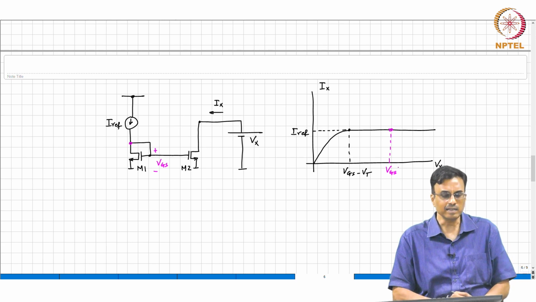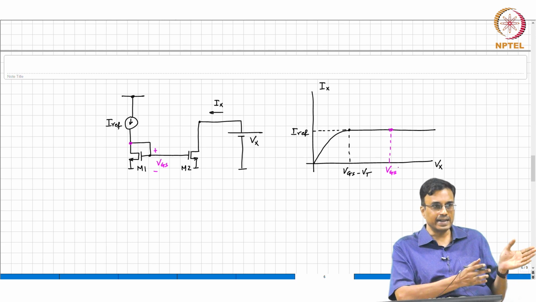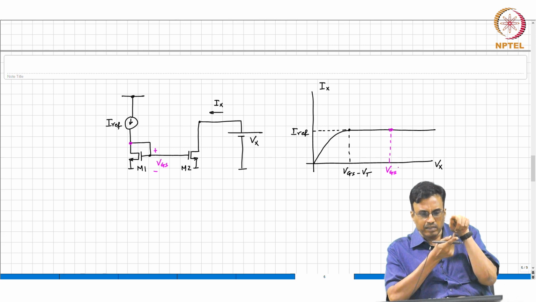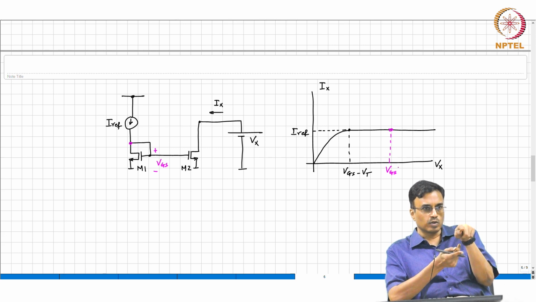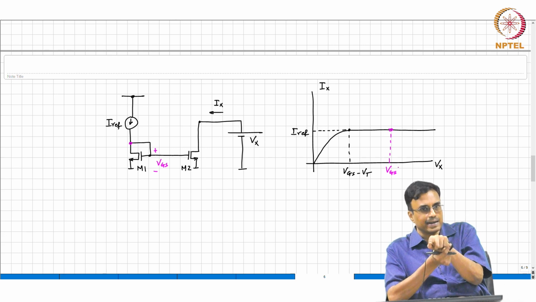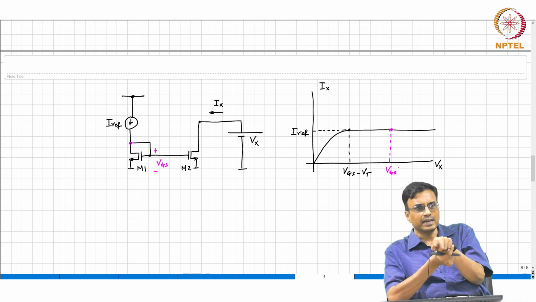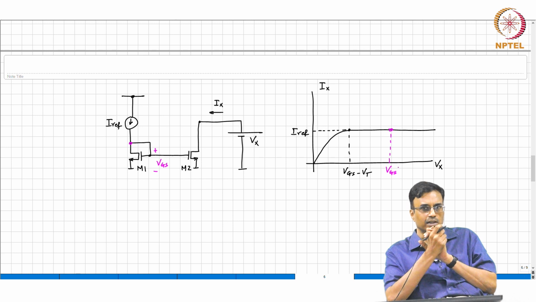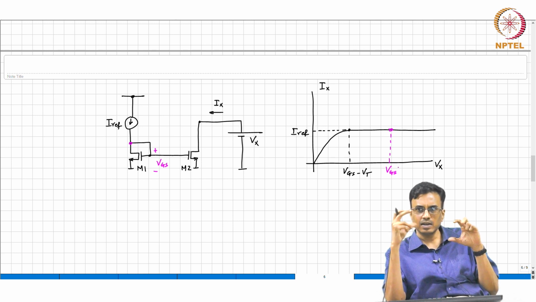Now, why does that make sense? M1 and M2 are identical, correct? Both of them have the same gate potential. So, their drain currents will be exactly identical when the drain potentials are too, because after all the current in the drain is a function of both the gate source voltage and the drain source voltage.